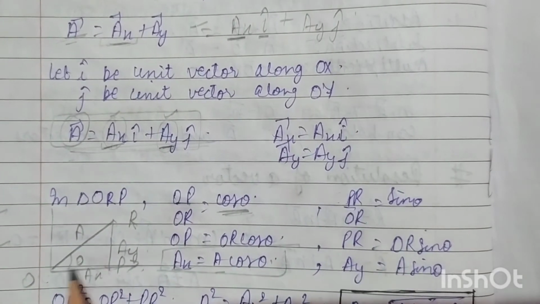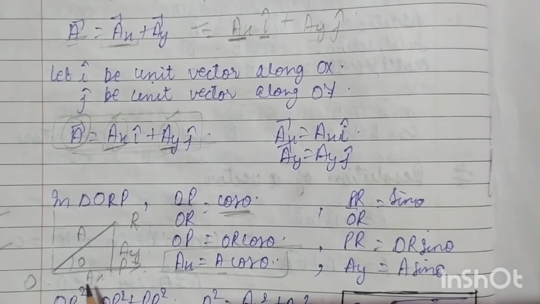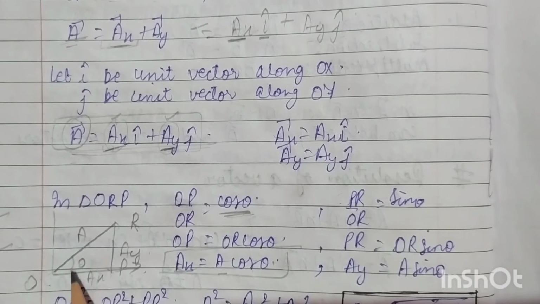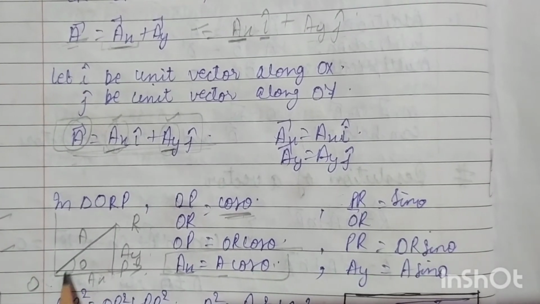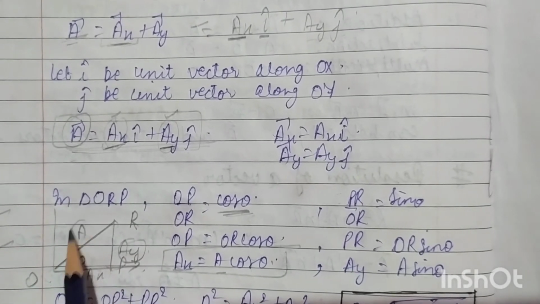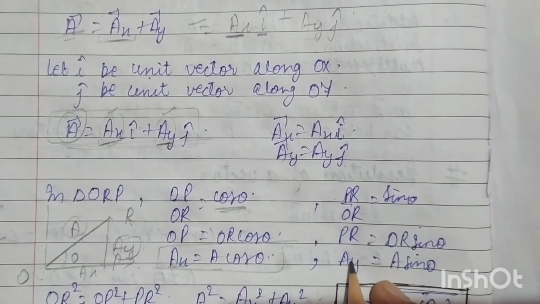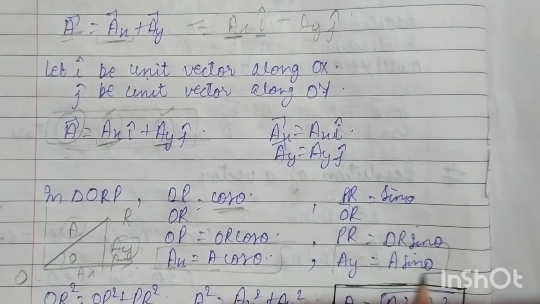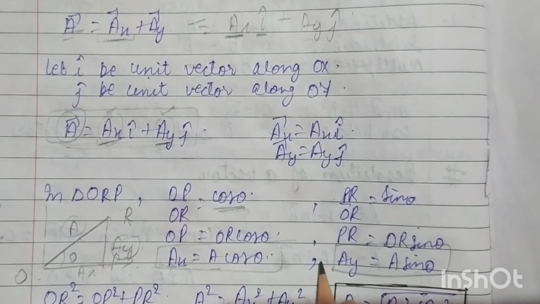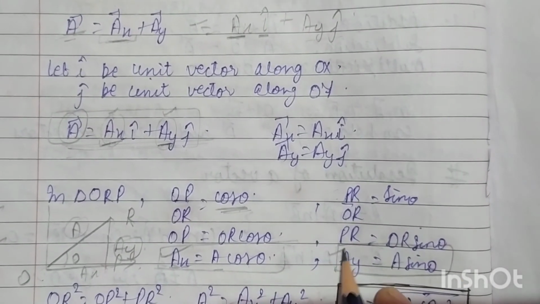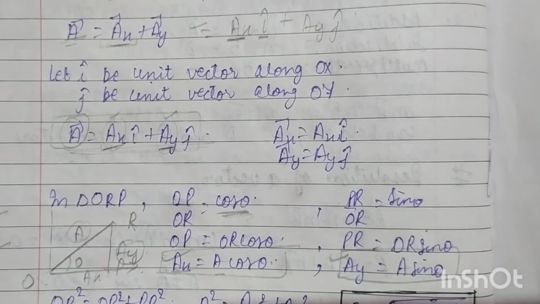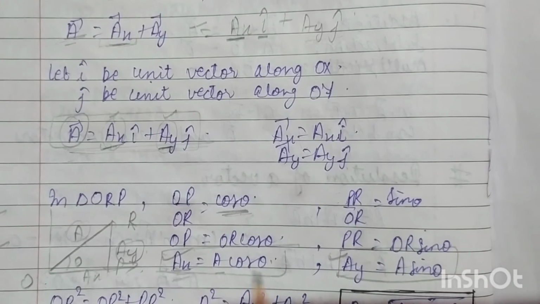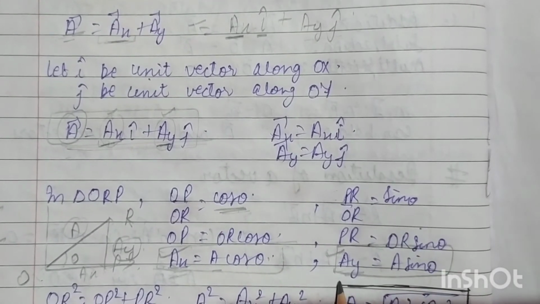Similarly, in the same triangle, if you want to find the value of sine theta, we already know sine theta is perpendicular upon hypotenuse. Here perpendicular is AY and hypotenuse is A. So we get the equation AY is equal to A sine theta. Now we have derived the values of AX and AY. They are the components of A. The component AX is along the X axis and AY is along the Y axis.